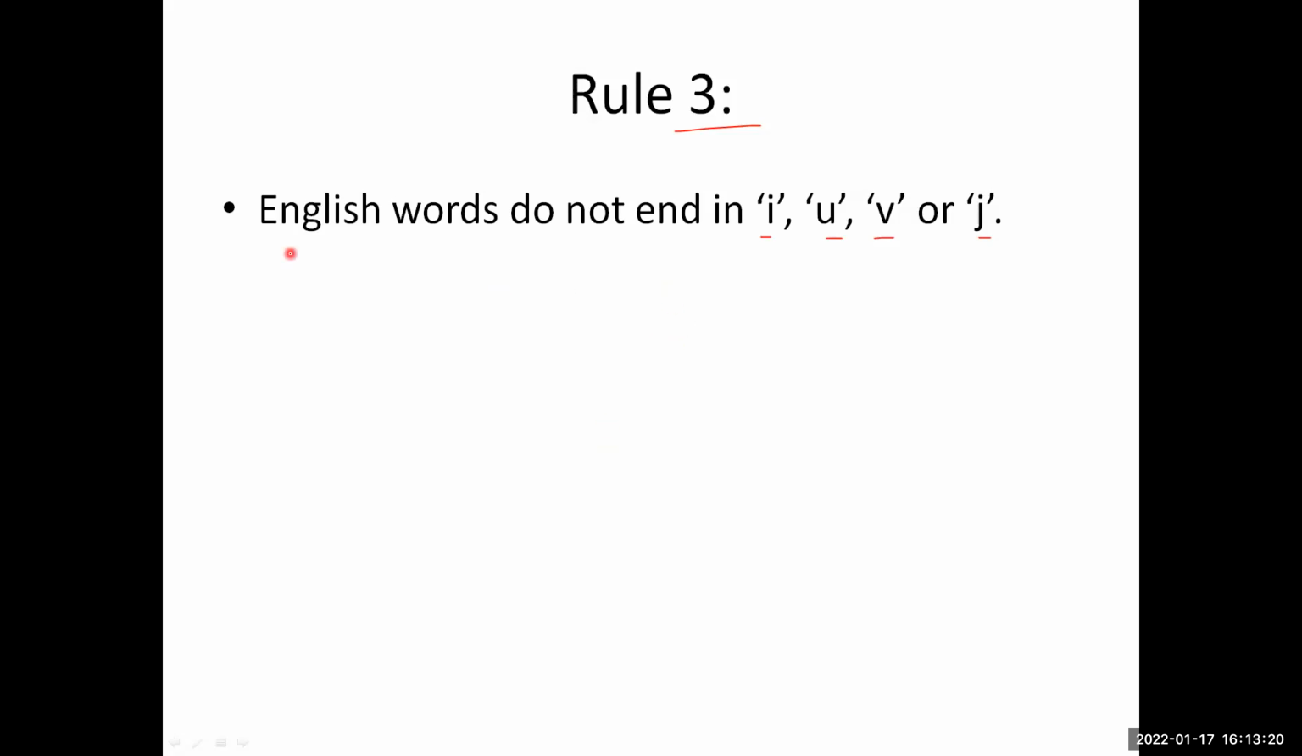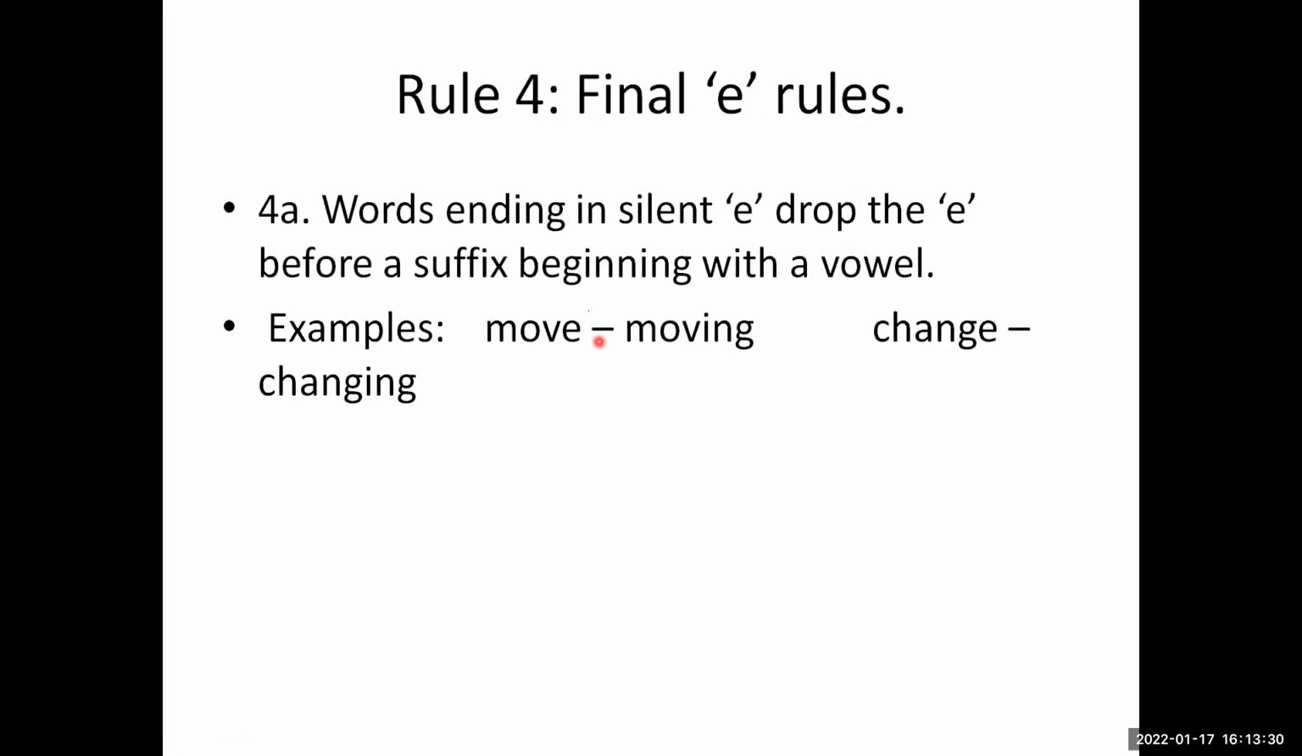Okay, so usually it is a rule, in fact, that English words do not end in letter I, U, V, or J. So if you find any, you just tell me later on. All right, next we will go to rule number 4, and this rule is about the final E rule. There are many words which end with E in English. So let's try to understand this rule with 4A.